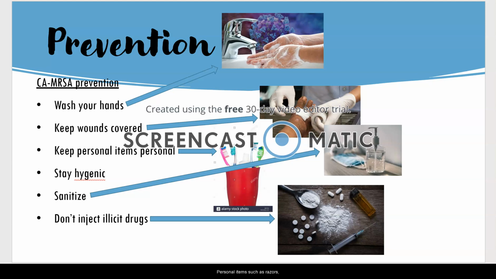Personal items such as razors, toothbrushes, and towels shouldn't be shared. These items can harbor MRSA and can be transferred from person to person. Staying hygienic by washing towels, linens, and athletic equipment can cut down on MRSA transmission by killing off the organism being harbored on these items. Last but not least, non-use of recreational drugs through intravenous means will also cut down transmission.